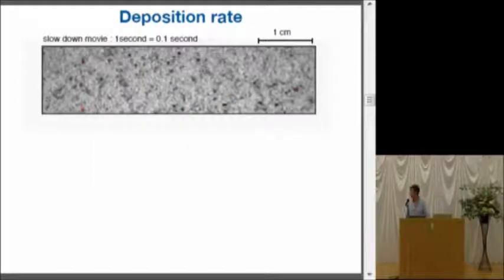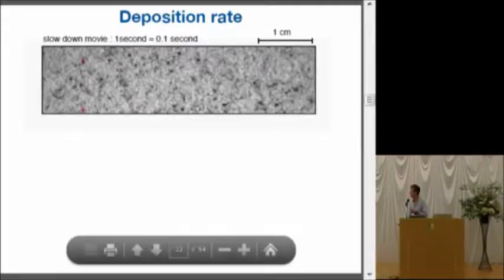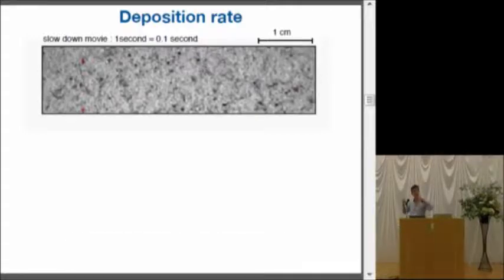Okay, so now we have the average particle velocity, and I'm going to say a few words about the deposition rate. And to do so, I'm going to use another movie. This time, it's a view from above the experimental channel. It's a slow-down movie. 1 second in the movie corresponds to 0.1 seconds in real life. And you can see that some of the grains are dyed in black so that we can track their trajectory. So again, this is bedload transport, rolling, bouncing on the bed, and so on.